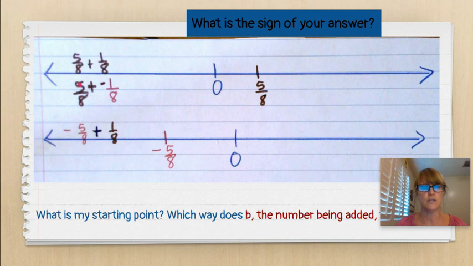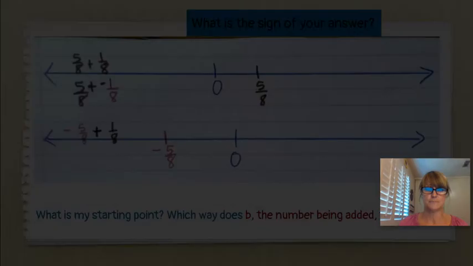Just like here, you didn't take enough steps to cross the 0. Your answer is going to stay positive. In this case, the 5/8 is bigger, so the sign of the answer is going to be positive because the 5/8 is positive. In this case, the 5/8 is negative, so your answer is going to be negative because the 5/8 is bigger, and the bigger number tells you what your answer sign has to be.